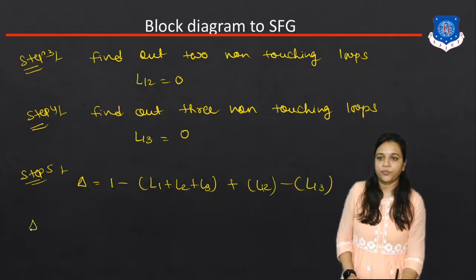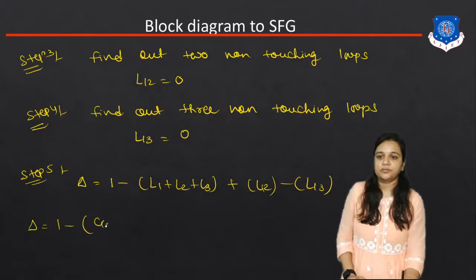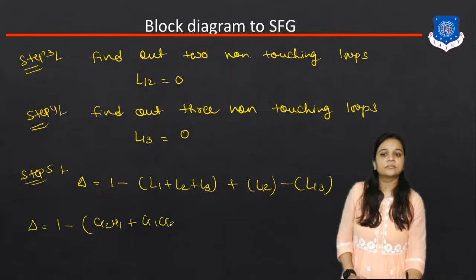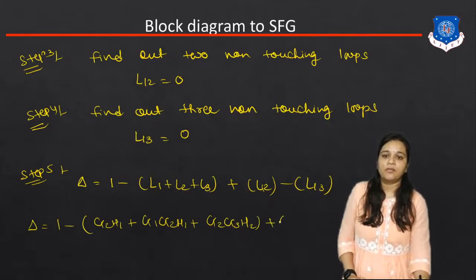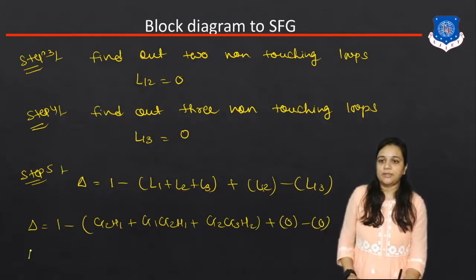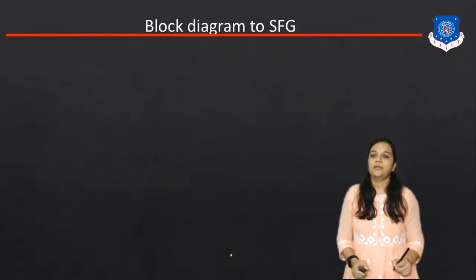3 non-touching loops. So the answer of delta is 1 minus G2H1 plus G1G2H1 plus G2G3H2. Okay, the answer of L12 is 0 and L13 is also 0. So the final answer of delta is 1 minus G2H1 minus G1G2H1 minus G2G3H2.